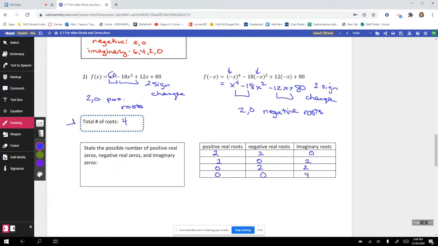Okay, to answer my question, again, I could have positive roots would be 2 or 0. My negative roots would be 2 or 0 also. And my imaginary roots would be 4, 2, or 0.